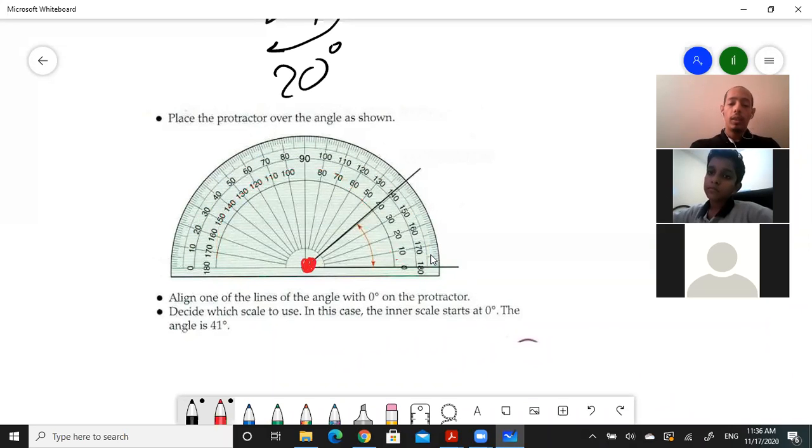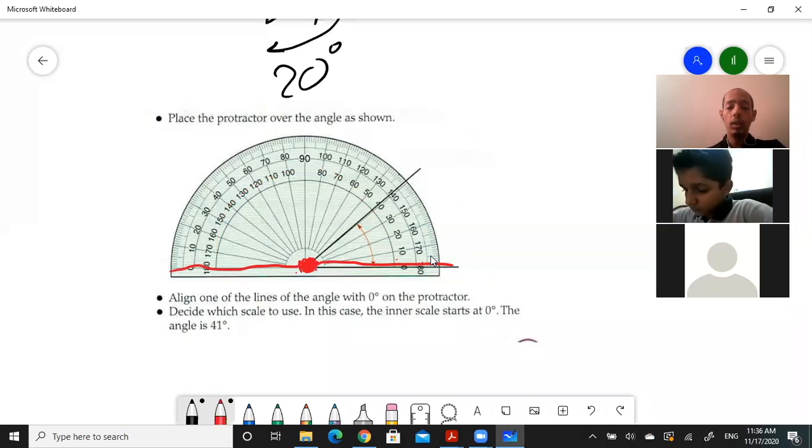We have to look at the center of the protractor. The protractor has a center here, right? And it has this called base. We call this the base of the protractor. The base of the protractor has two sides, the right hand side and the left hand side, okay?